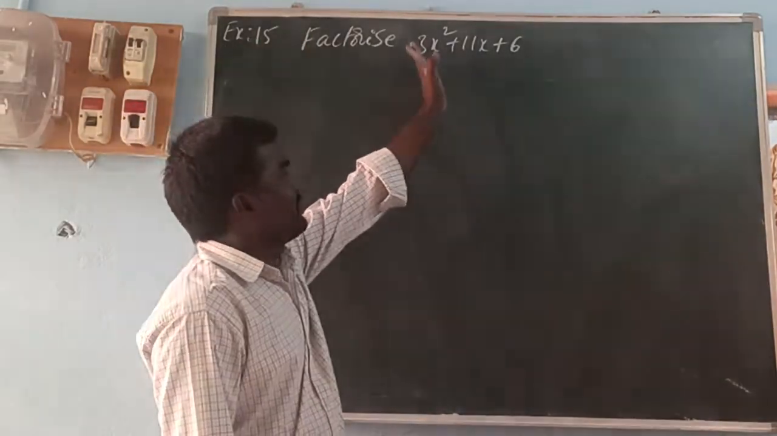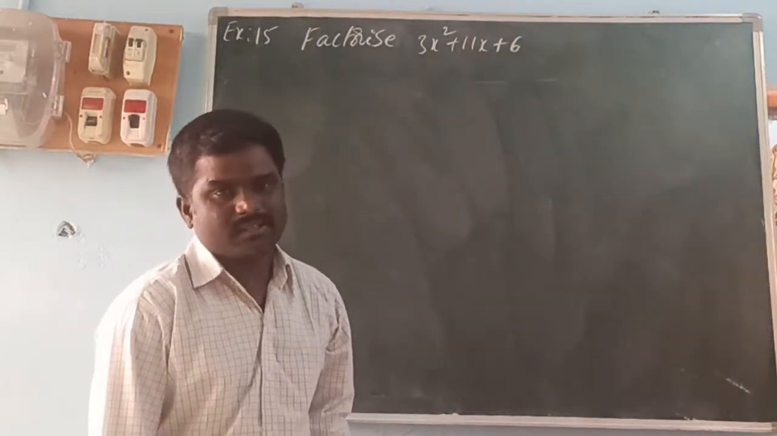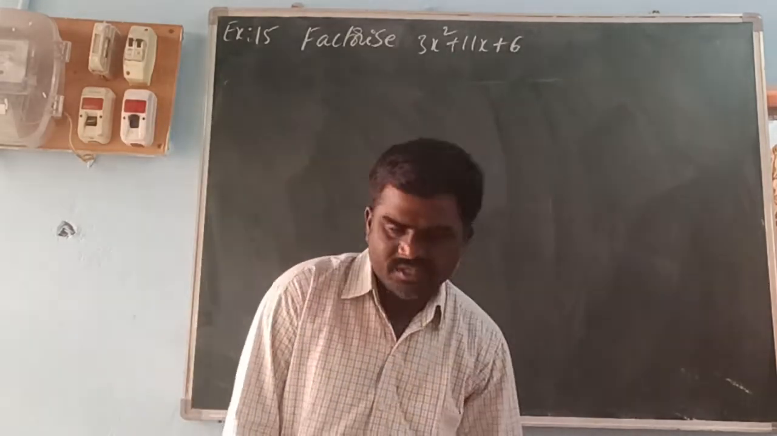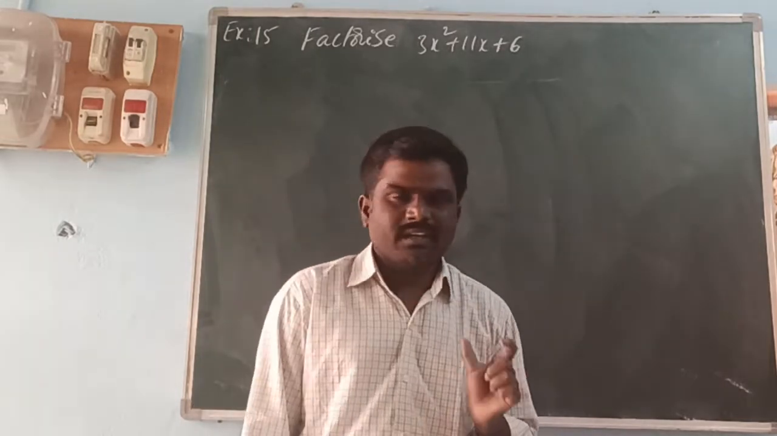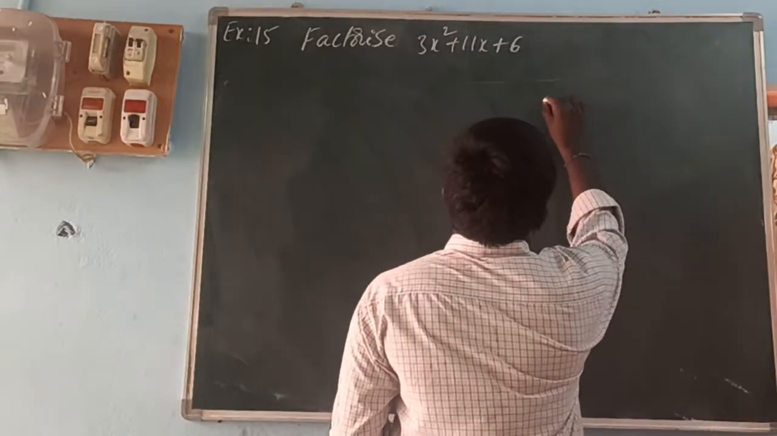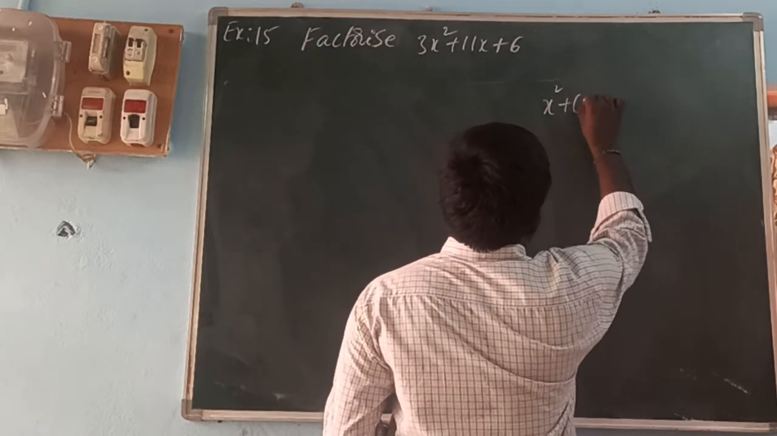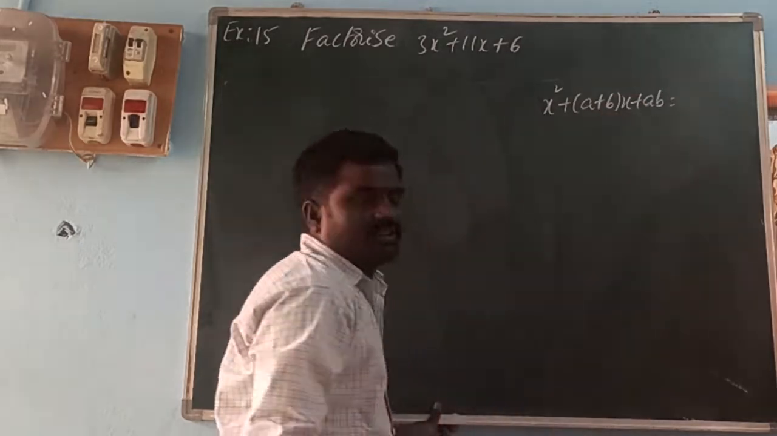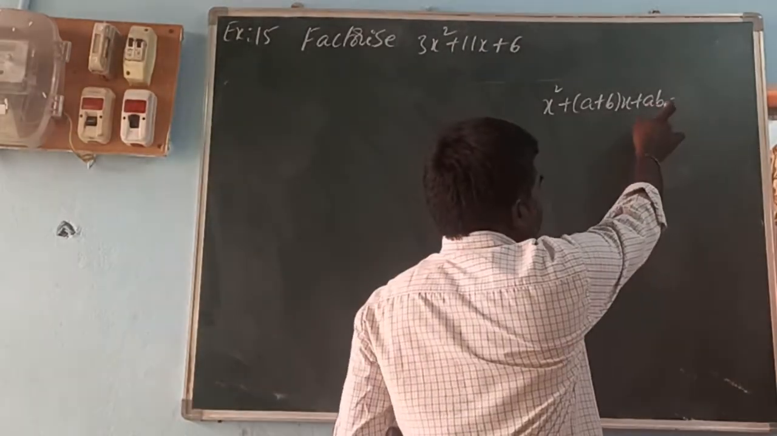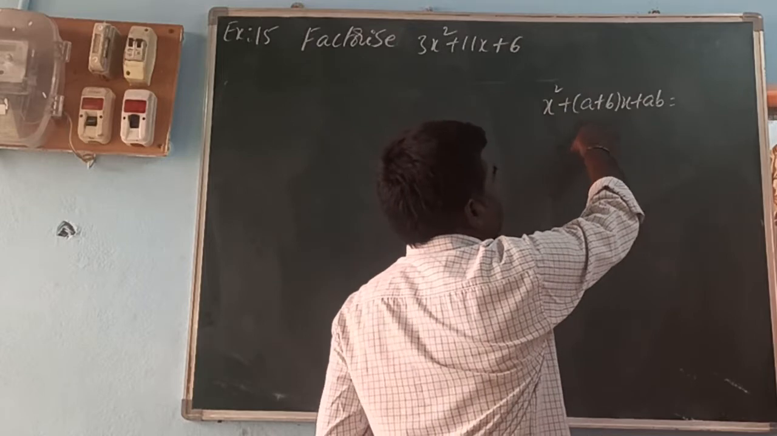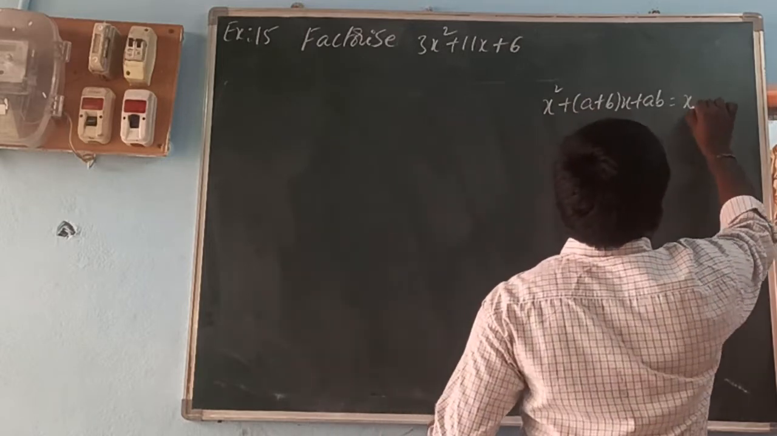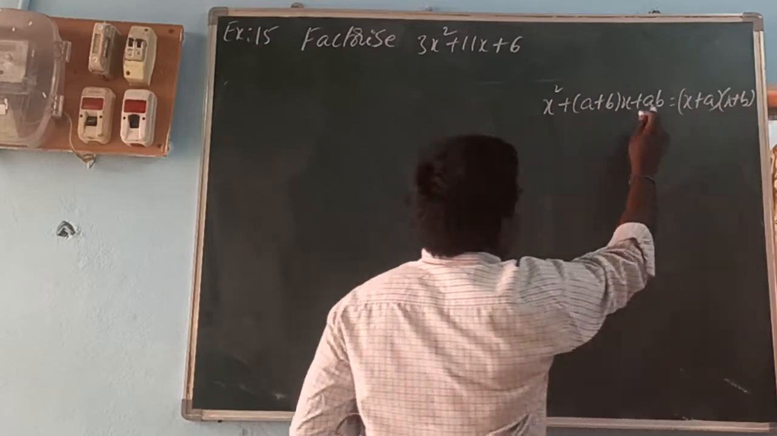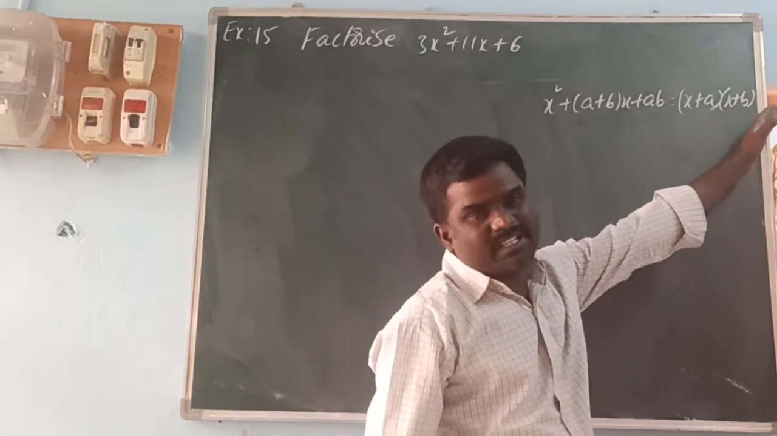Example 15, factorize 3x square plus 11x plus 6. For this polynomial, find the factors. How can we find? By using algebraic identities. What does the algebraic identity mean? x square plus (a plus b) into x plus ab. The constant term is the product, their sum becomes the x coefficient. That is x plus a into x plus b. The factorization of this polynomial you can write as x plus a into x plus b.